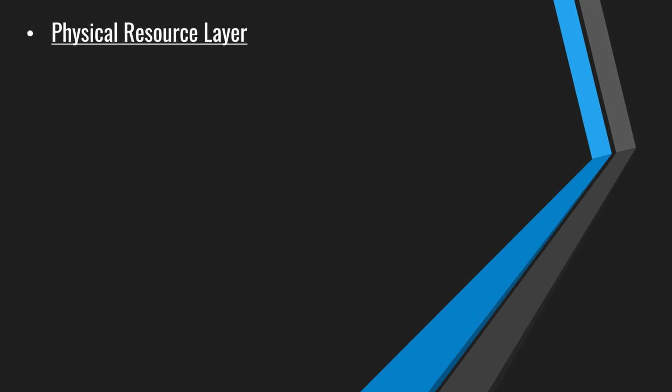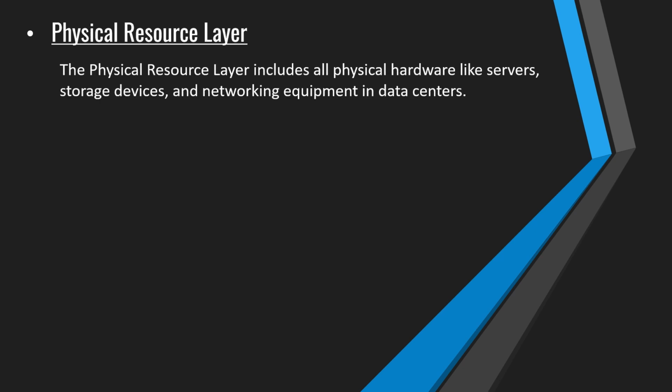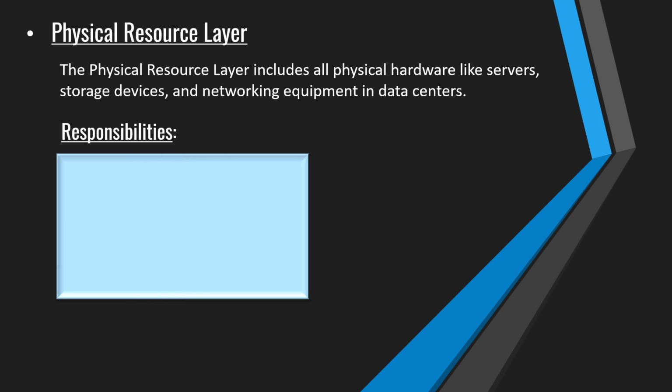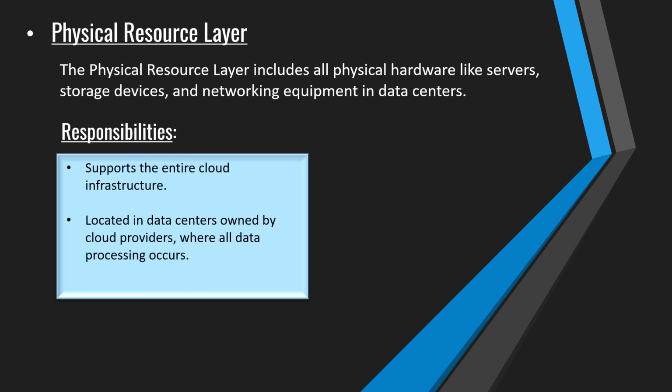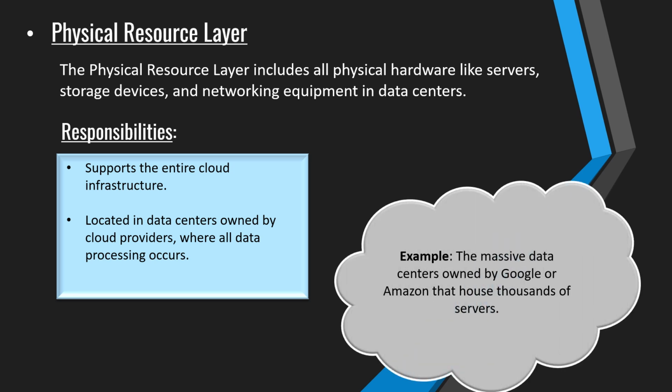Okay. Now the next component of the architecture is the physical resource layer. Now what is this? The physical resource layer includes all physical hardware like servers, storage devices and networking equipment in the data center. In simple terms, this is the physical infrastructure of the cloud, the hardware that makes it all possible. A data center owned by providers like Google or Amazon houses this equipment and handles data processing and storage. For example, the massive data centers owned by Google, discussed previously, right?